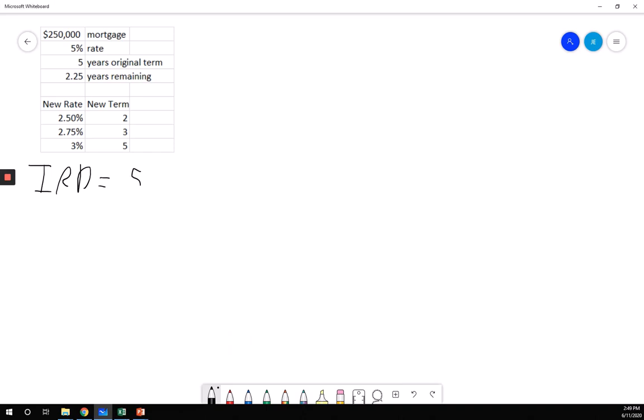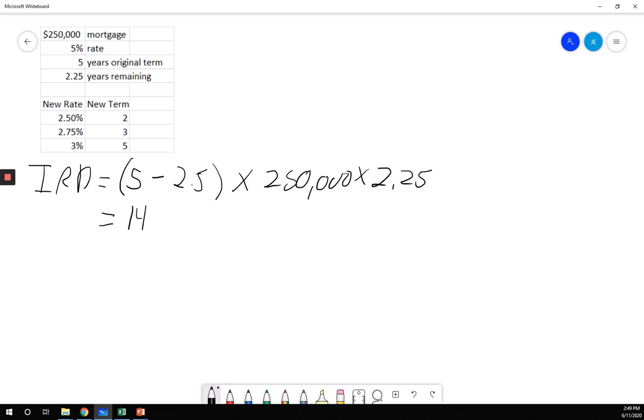So I'm paying 5% minus I would be paying 2.5%, times the principal, times the amount of time remaining, 2.25 years. So we calculate that, we get $14,062.50. So pretty hefty penalty.